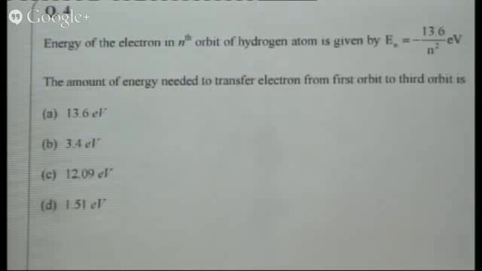The energy of the electron in the nth orbit of the hydrogen atom is given by this. The amount of energy needed to transfer an electron from the first to the third orbit is. Jaldi karke dikhao. How much energy is required?